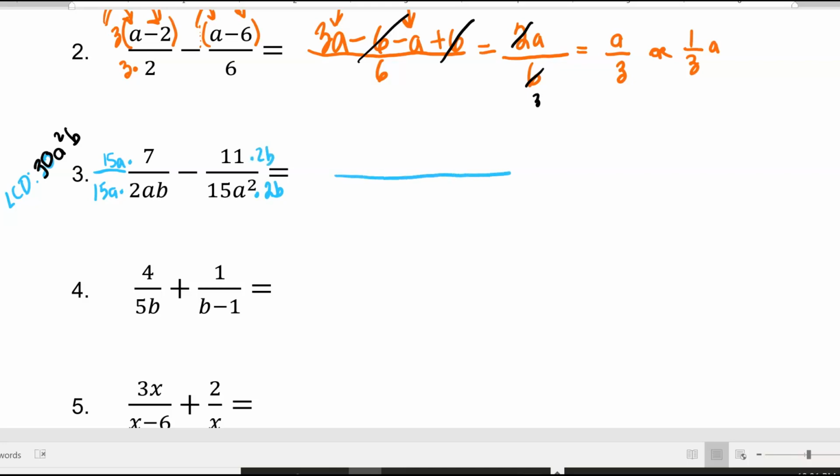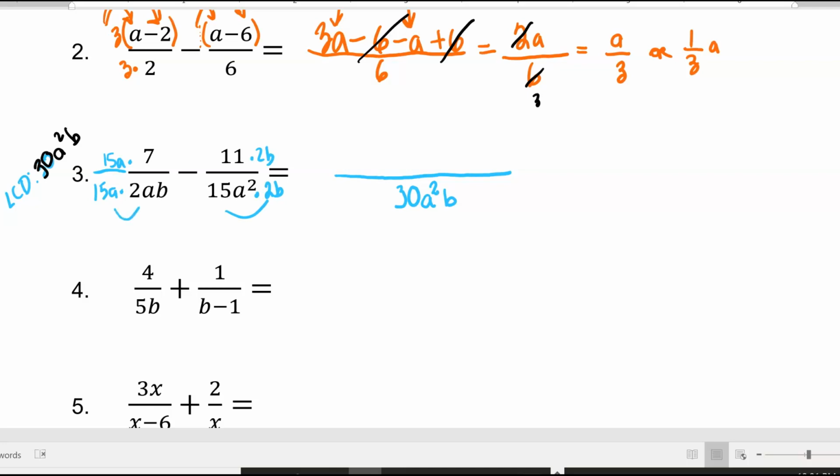So our denominator, we can write this as one fraction now because we are combining fractions. That's basically our objective: combining 2 fractions into one fraction and simplifying it. So our LCD is 30A squared B. Both our denominators, if you multiply them, are the same.